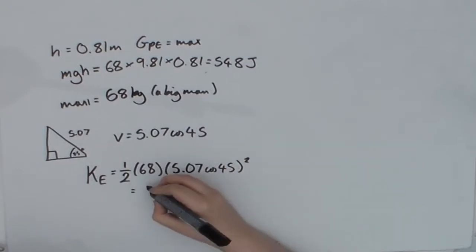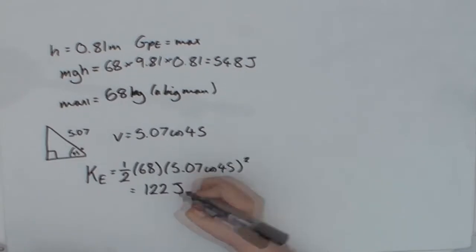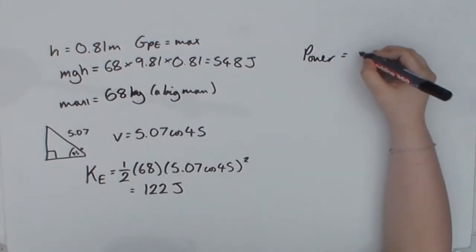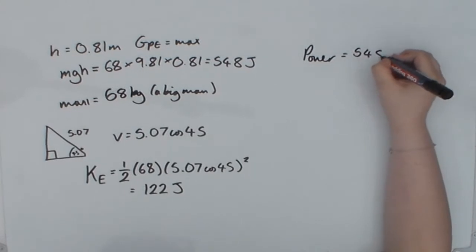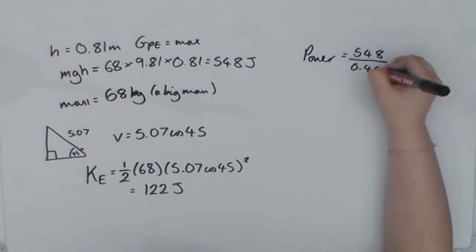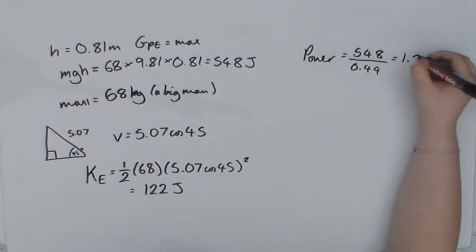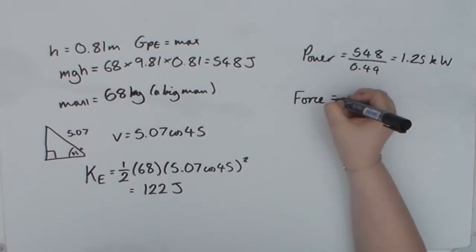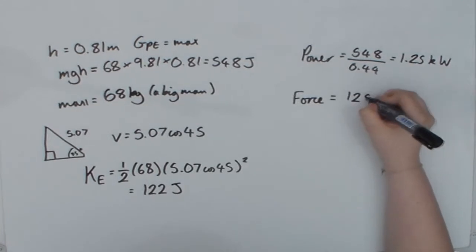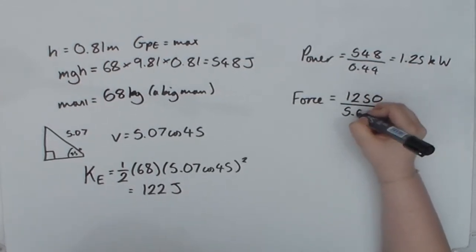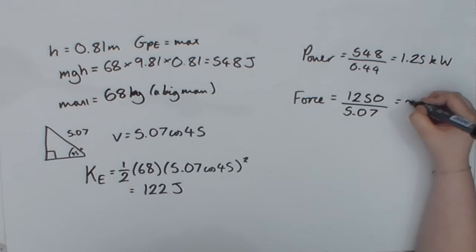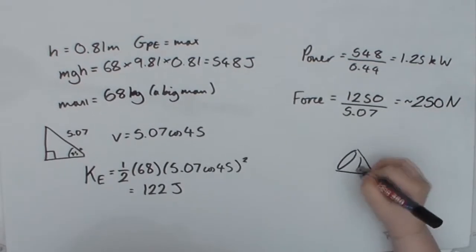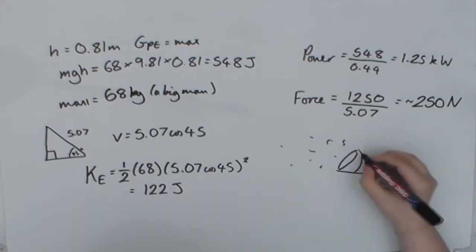From Falcon's maximum height, then, to his point of impact with the ground, he must lose those 548 joules of kinetic energy since his minimum kinetic energy is constant. Since the fall is split evenly between ascent and descent, we can safely assume his time of descent is 0.44 seconds. Dividing this time gives us a rate of energy transfer, or power, of 1.25 kilowatts. Power, then, is force multiplied by velocity, and dividing by our calculated velocity gives us a final force of roughly 250 newtons.